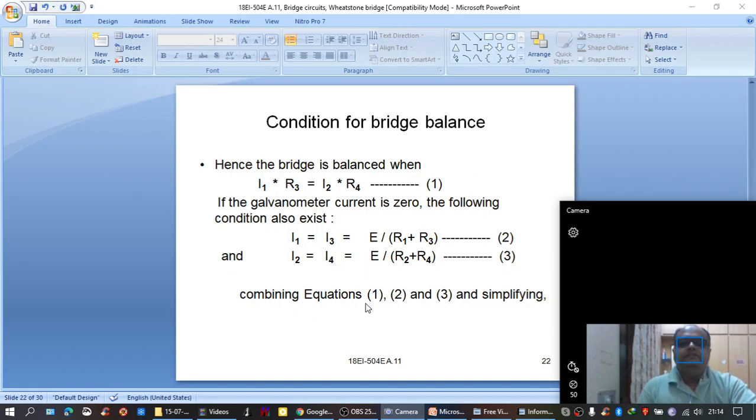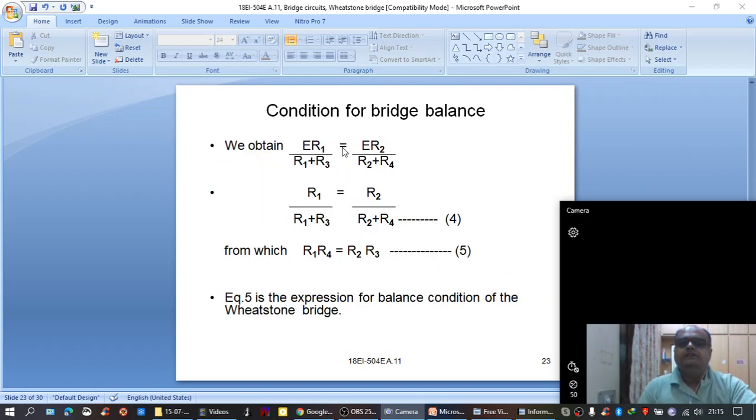Now, combining equations 1, 2 and 3. That is, in place of I3, write this: E by R1 plus R3 into R3. In place of I2 in equation 1, write this expression: E by R2 plus R4 into R4. E by R1 plus R3 into R1 equals E by R2 plus R4 into R2. E gets cancelled out on both sides. R1 by R1 plus R3 equals R2 by R2 plus R4.